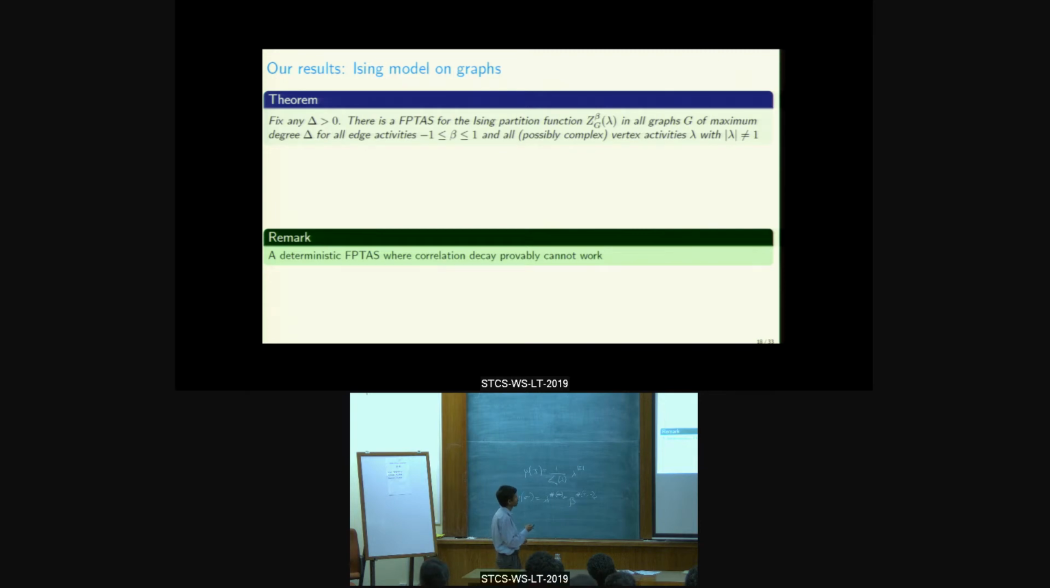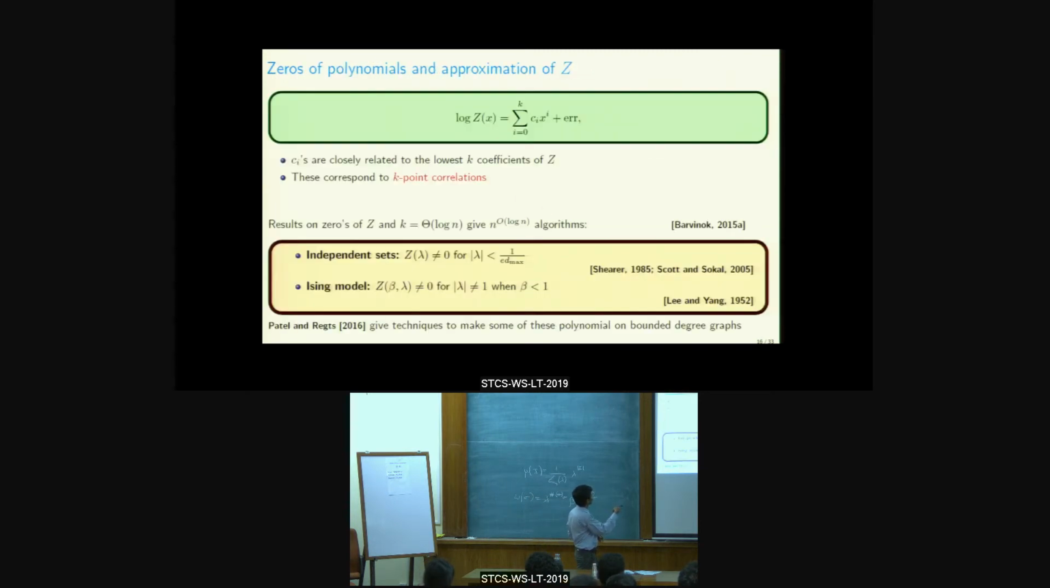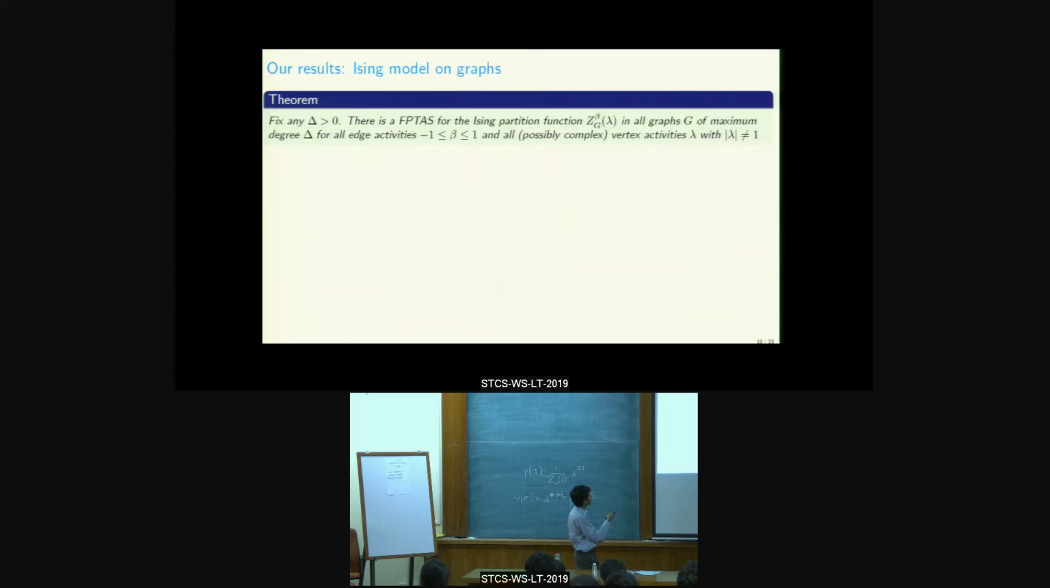So for us, this is the result that plays the part of this question about where the series is converging, and then of course these coefficients are to be computed. But using that, one can get the FPTAS for the Ising partition function I earlier told you about.